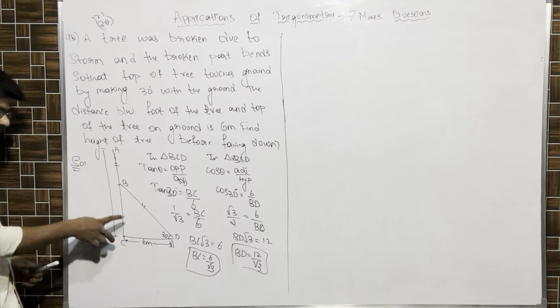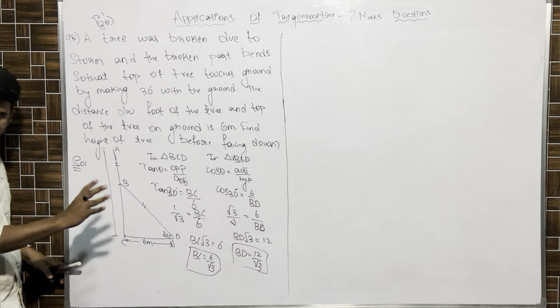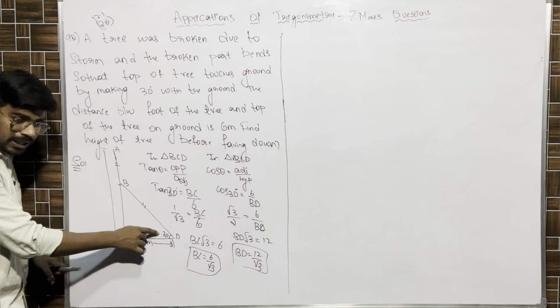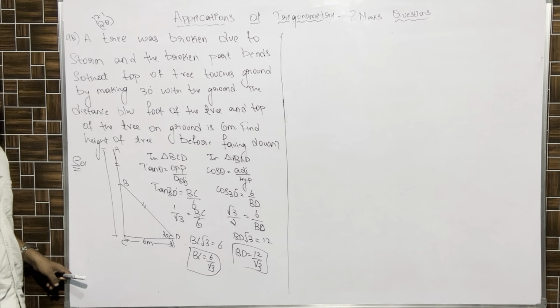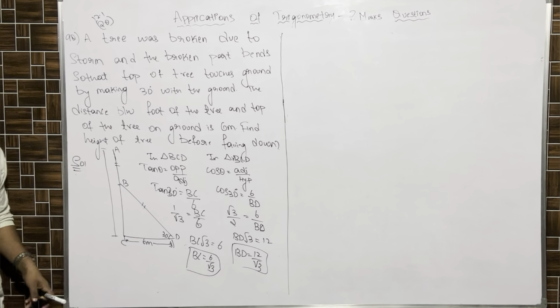For the total length, first of all we find the part which is there on the ground, still not broken. That part I am calculating. With respect to this 30 degree and 6 meters I have calculated it, and it came to be 6 by root 3. That is a part of the length, the part which is there on the ground. But the part which fell down and is touching the ground, this part also we have to calculate. This length is nothing but this length, because the part which is broken is only touching the ground, right?